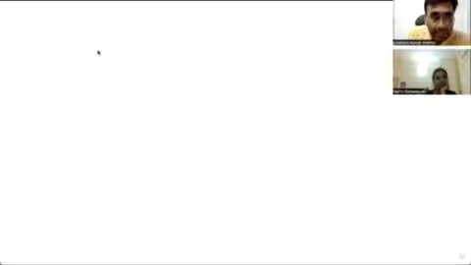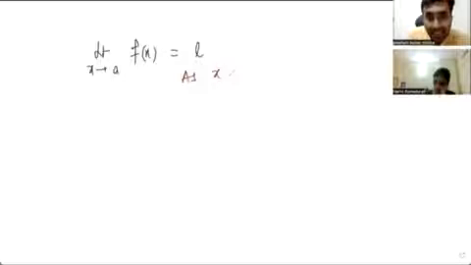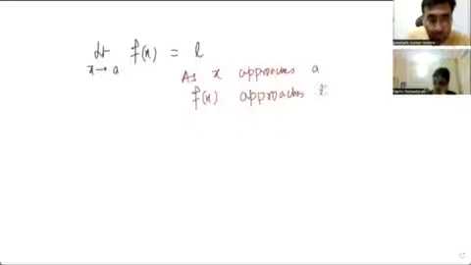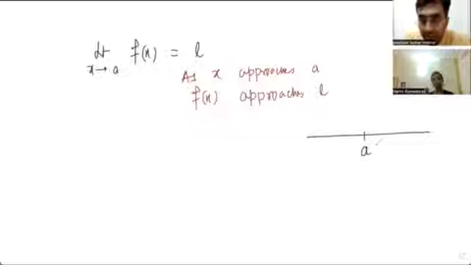Okay, so the definition of the limit, if we write: limit x tends to a, f(x) will give you something, L. And what the definition says is, as x approaches a, it's not equal to a, x approaches a, so f(x) approaches L.